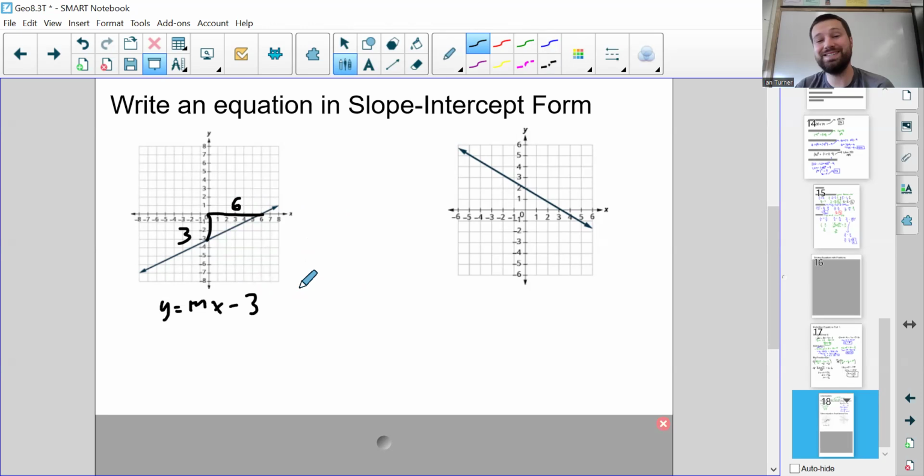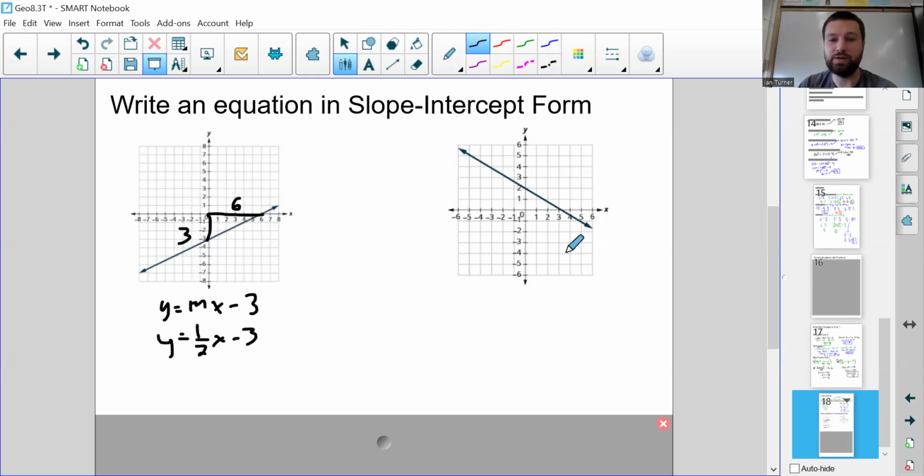You're not always going to have nice round numbers though. Like these ones, it's not always going to be nice. I guess that's where I'd be a little cautious. But if you did that, we went up 3 over 6, that's 1/2. So we get 1/2 x minus 3. So that could be just a little way that you find these equations.